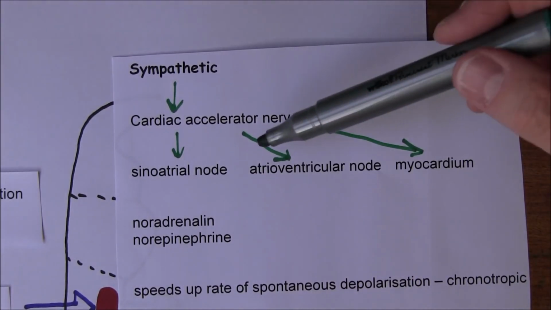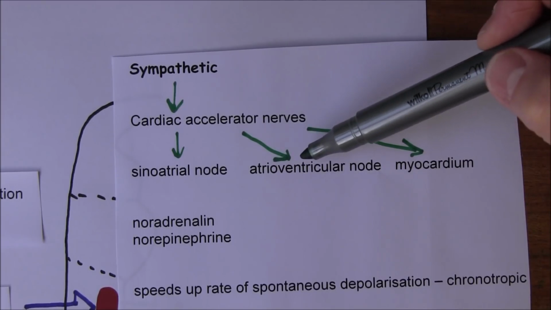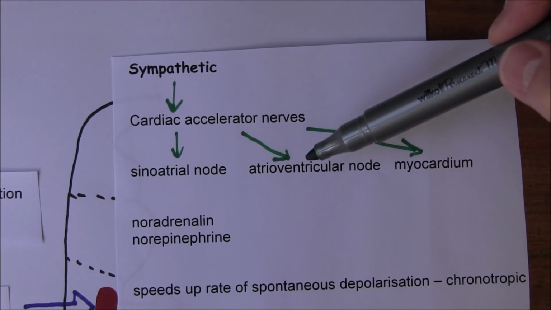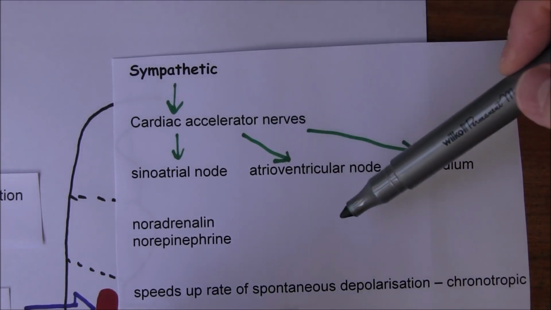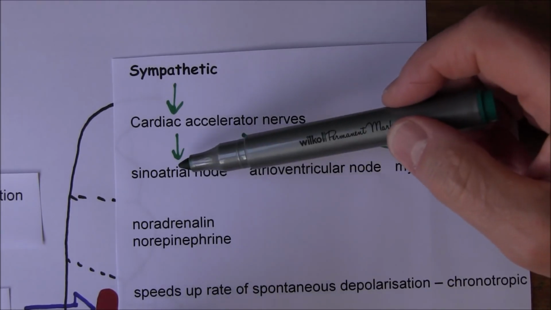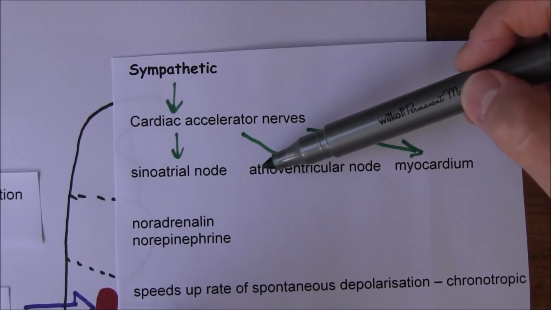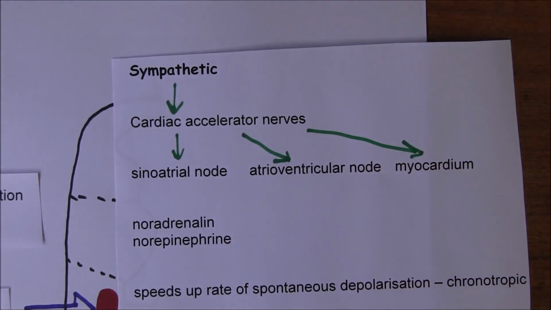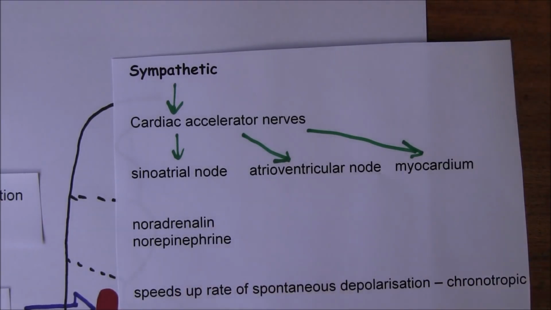But the cardiac accelerator sympathetic nerves are also going to affect the AV node, the atrioventricular node. Now you might remember that normally the atrioventricular node slows down the rate of transmission. Well, stimulation by the cardiac accelerator nerves is going to increase the rate of transmission. So the impulses are going to be generated more rapidly in the sinoatrial node and transmitted to the ventricles from the atrium more rapidly via the atrioventricular node. And the cardiac accelerator nerves are also going to directly stimulate the myocardium.